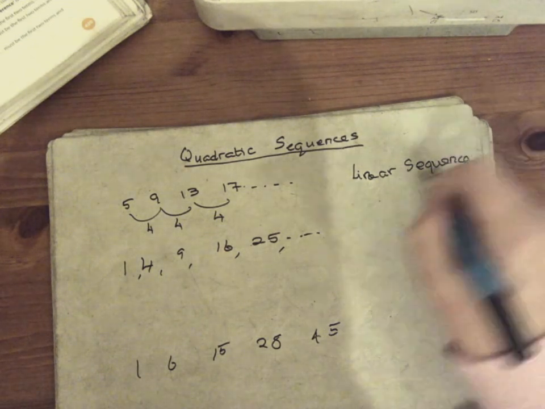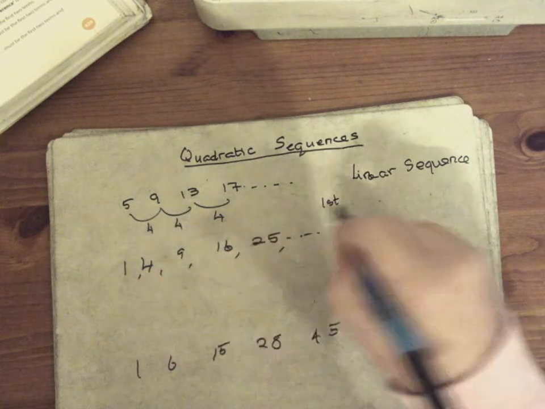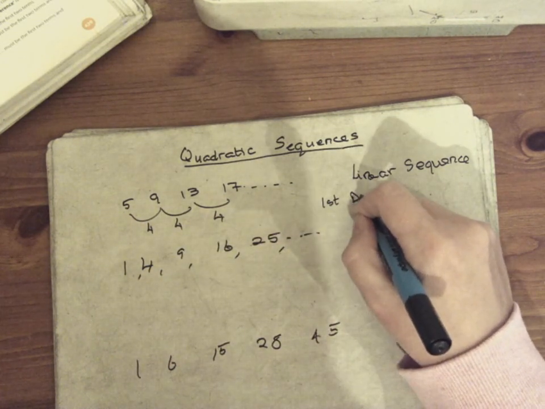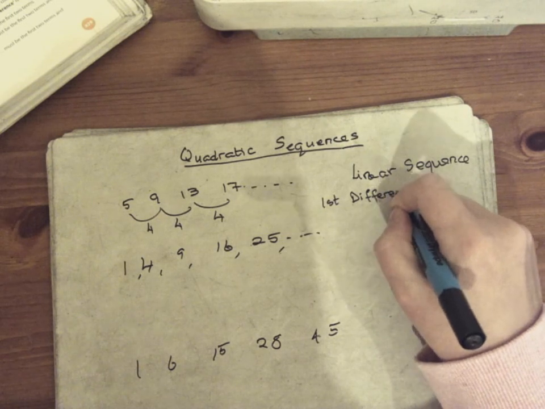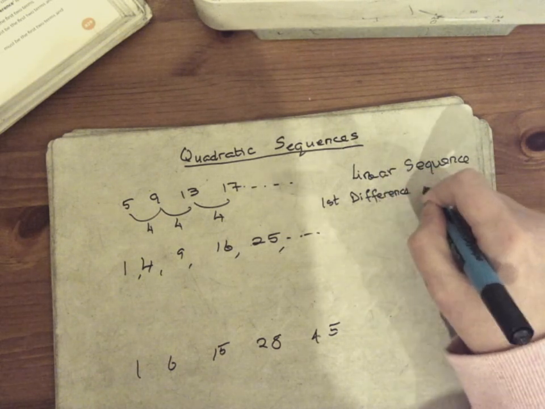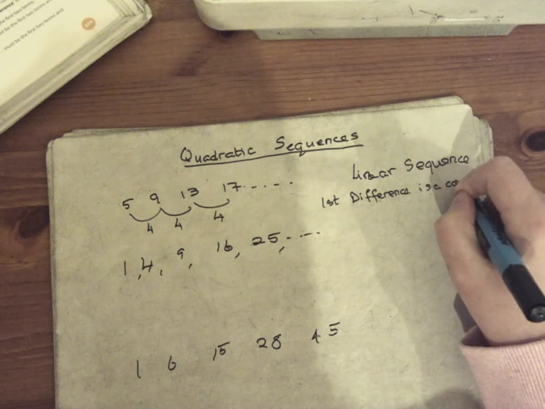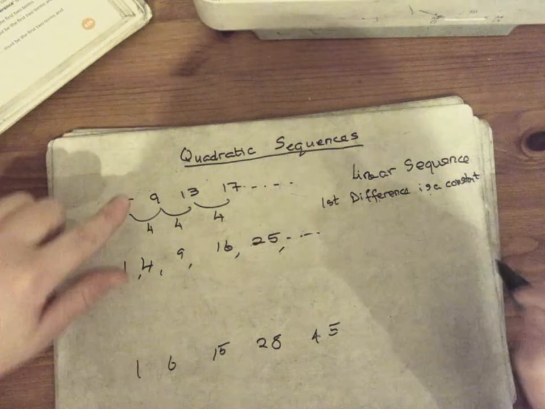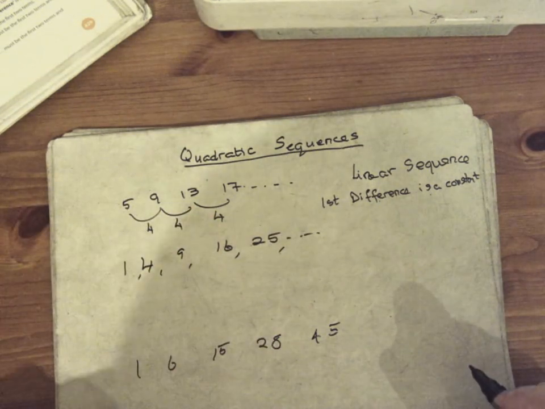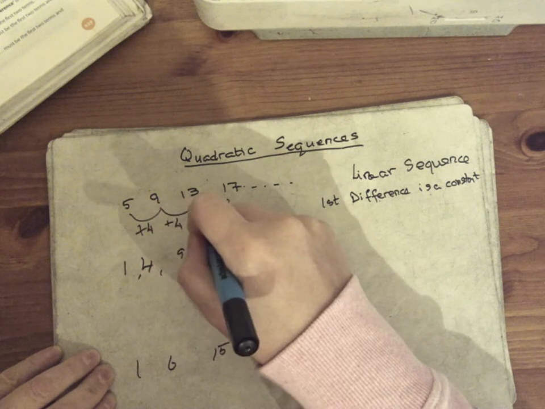How do you know it's a linear sequence? The first difference is a constant. The first difference is a constant means the first difference is the same every time, you get the same number every time. So the first difference is 4. You're adding on 4 every time, and that makes it a linear sequence.